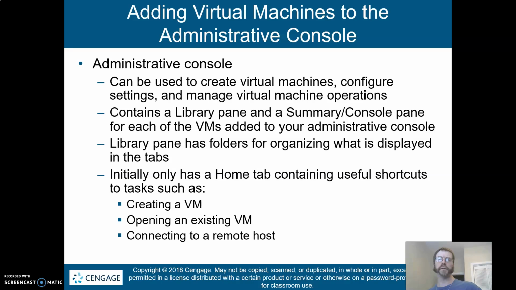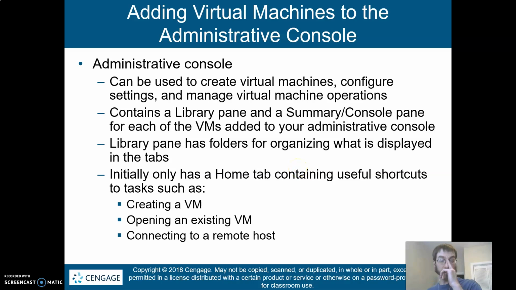Then the first thing you're going to do is start adding some VMs to the console, either by creating them. You can do everything you need to do in the admin console: create virtual machines, configure their settings, manage operations. There's the library pane, the summary console pane. If you want to turn on your thumbnail pane, which is very useful if you're juggling VMs, you can actually put your VMs in folders in the library pane.